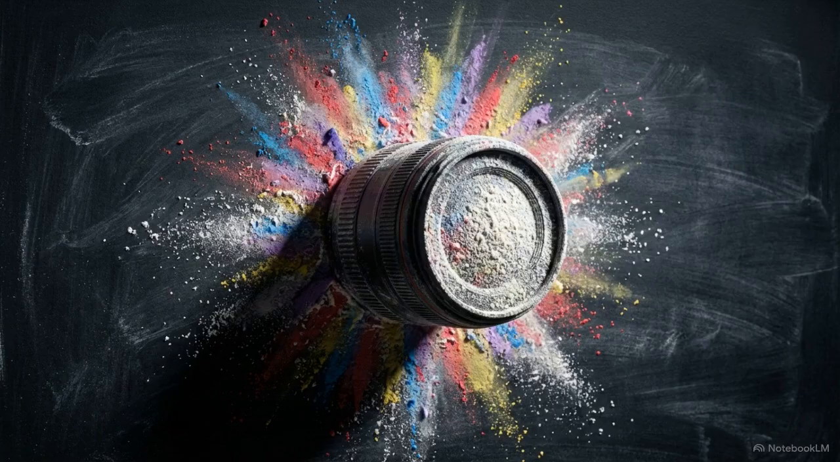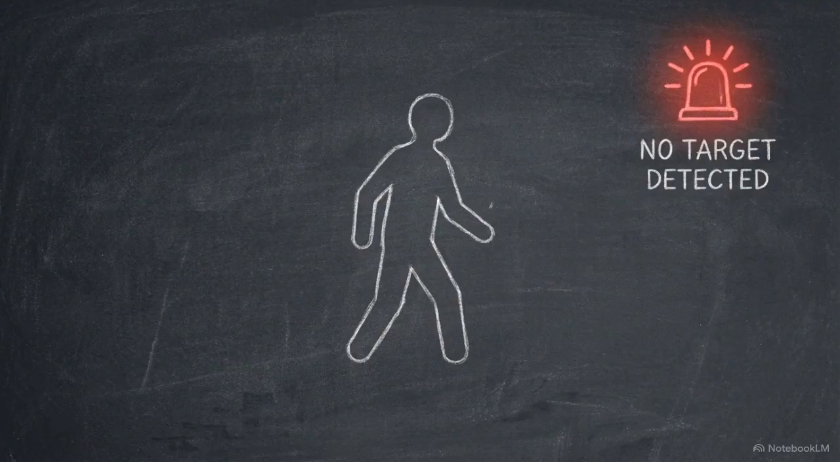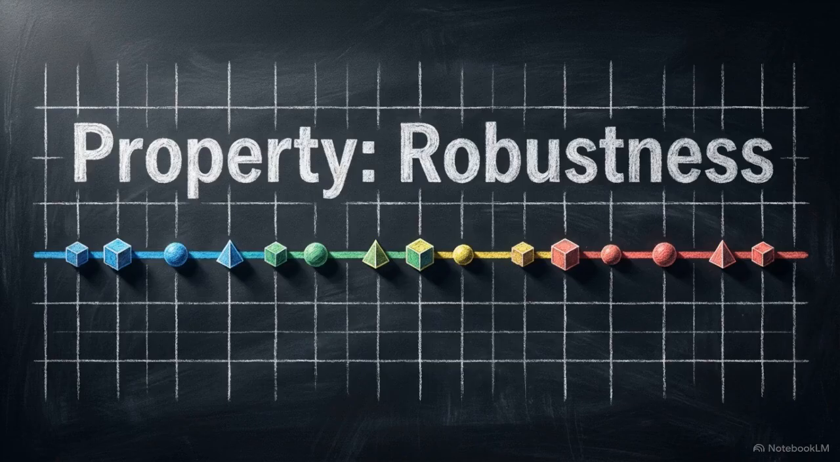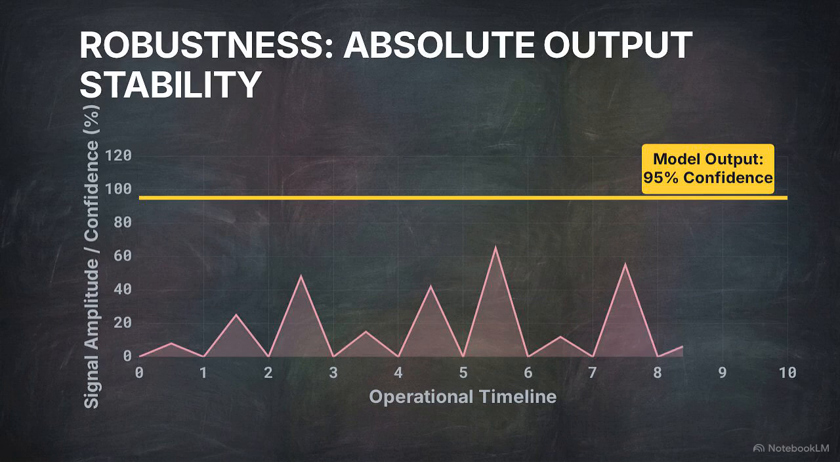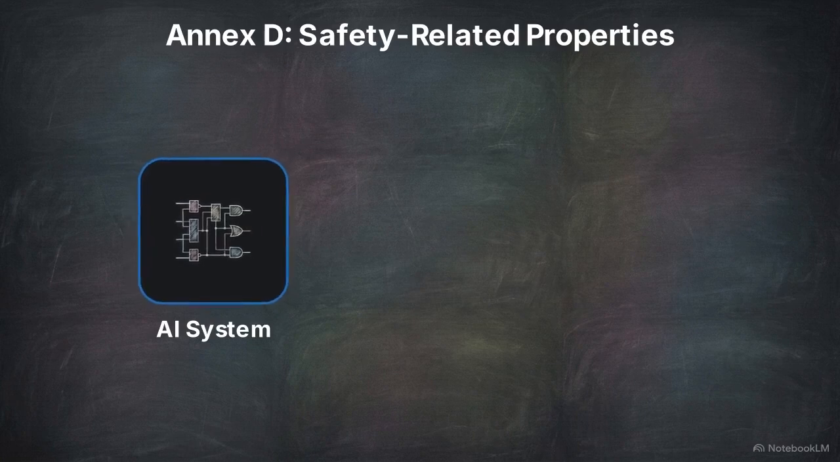The specific hazard threatening our Vision AI case study is nighttime headlight glare causing a false negative. This means the system fails to detect a pedestrian in its path. To combat this exact hazard, engineers assign the specific safety-related property of robustness to the requirement. In the context of machine learning, robustness is the model's ability to maintain output stability despite localized physical perturbations in the input signal. Other Annex D properties mitigate different risks.